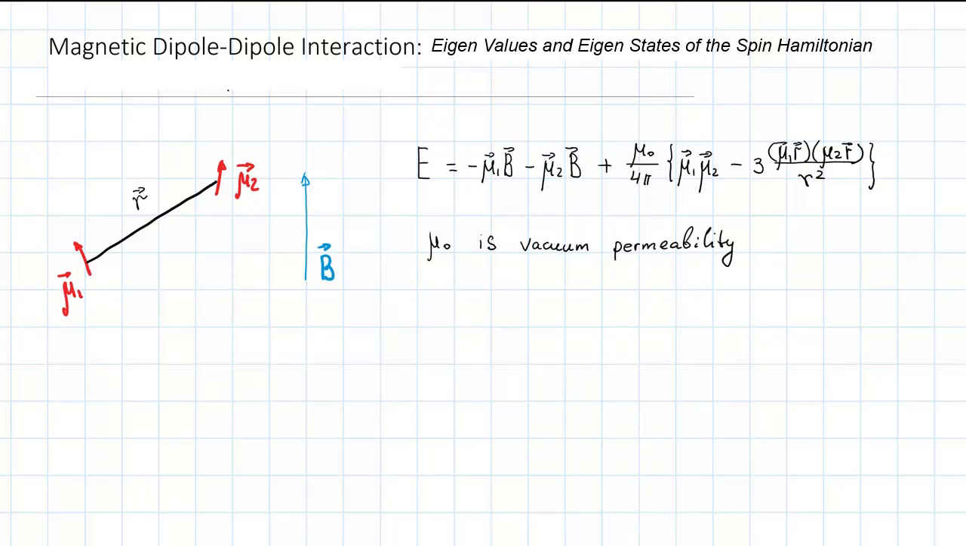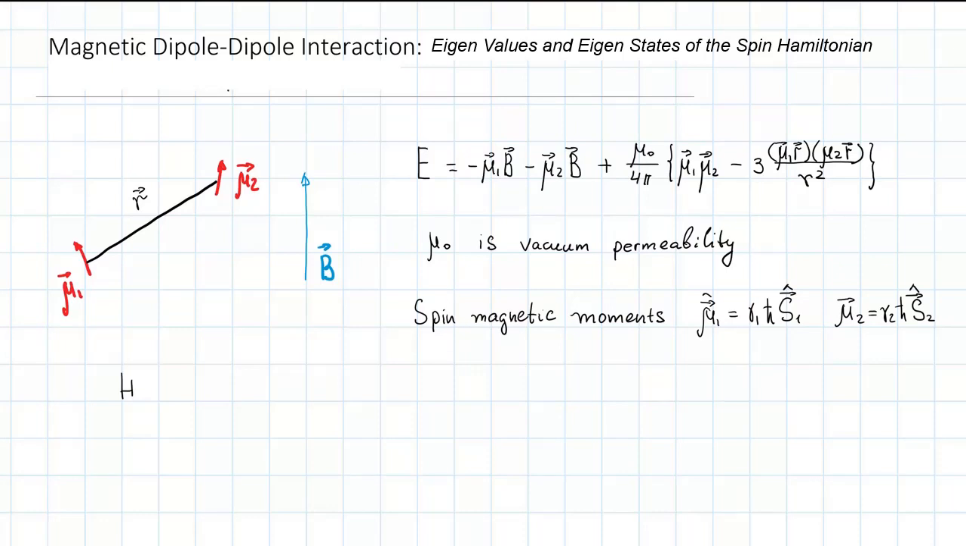Further, I will substitute the vectors μ1 and μ2 in the above expression for energy by the corresponding magnetic moment operators, which are proportional to angular spin momentum operators h bar S1 and h bar S2, respectively. The proportionality coefficients gamma 1 and gamma 2 in the last relations are the gyromagnetic ratios for the first and the second particle spin, respectively. This gives us a spin Hamiltonian which has the following form, which is very similar to the above expression for energy.